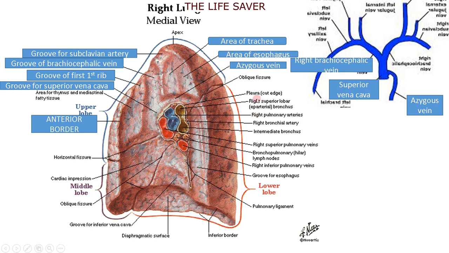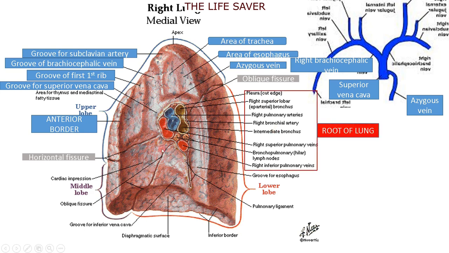Just below the apex, we have already discussed the area confined to the area of the trachea and the area of the esophagus. As this is the right lung, it has two fissures. This one is the oblique fissure, this one is the horizontal fissure, which divides the right lung into three lobes: the superior lobe, the middle lobe, and this one is the lower lobe.